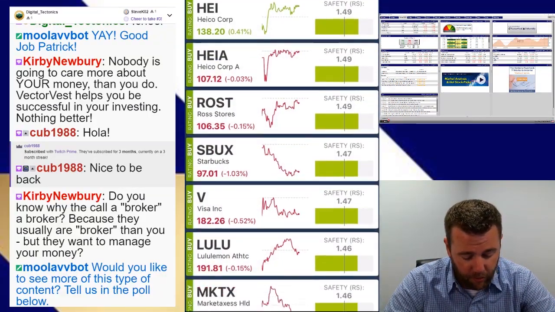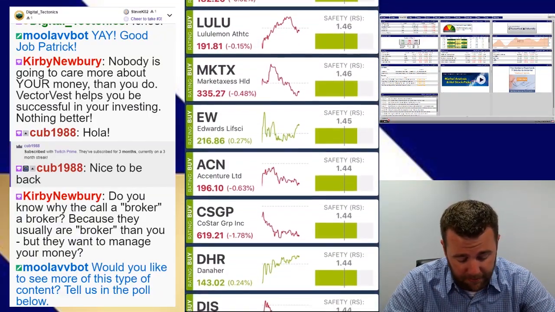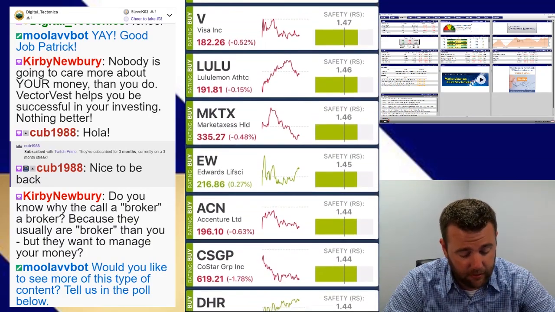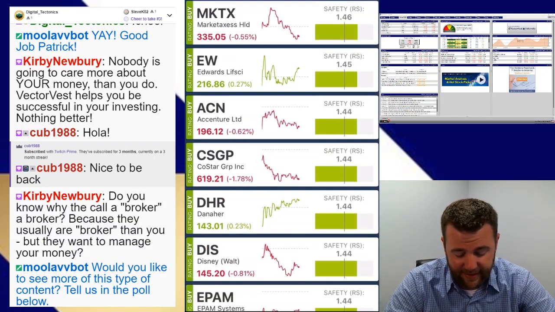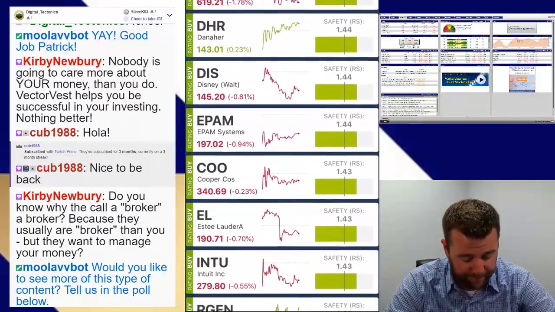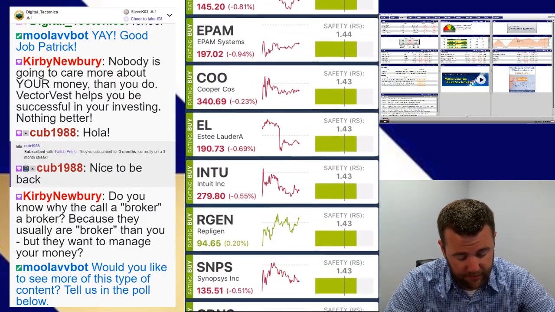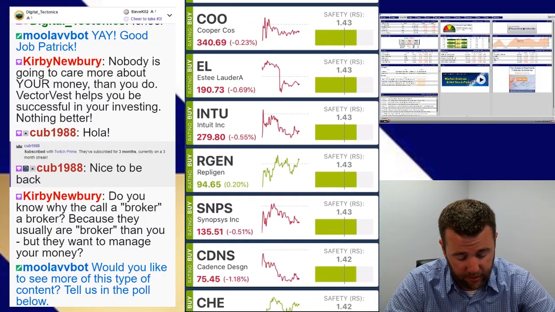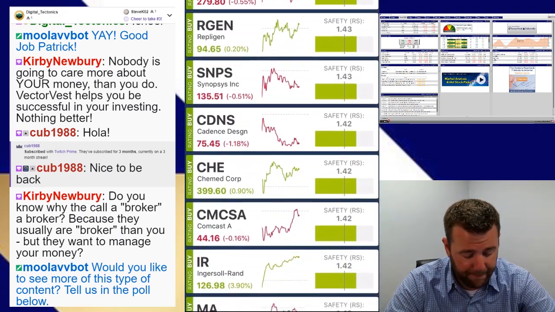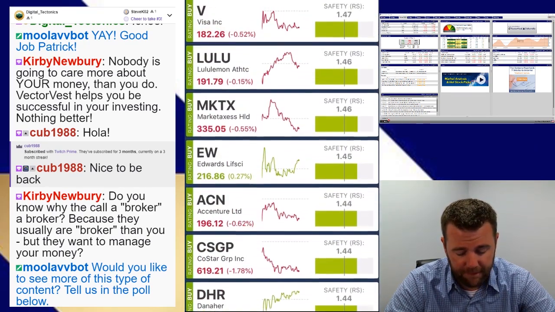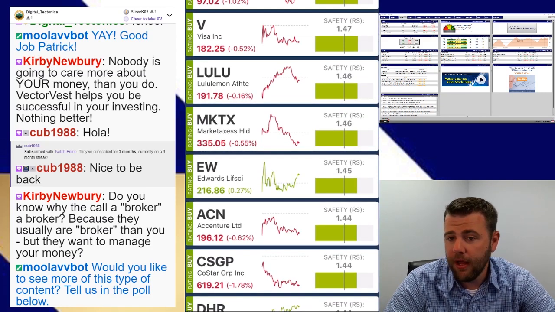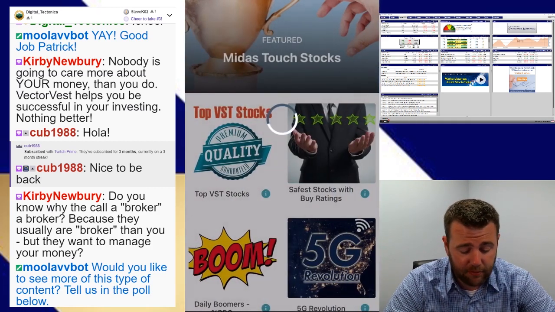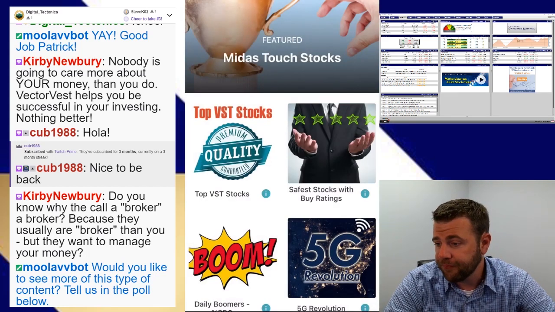So getting back into it, though, we can see some great big names. Most likely you're going to be familiar with Visa, Lulu, Edwards Sciences, Disney's even in here, Estee Lauder, Regeneron, which is a huge biotech, but a lot of really fundamentally sound companies here that have shown consistency in growing their earnings quarter over quarter, year over year. So if you're a long-term investor, safest stocks with buy ratings is a great place to go.